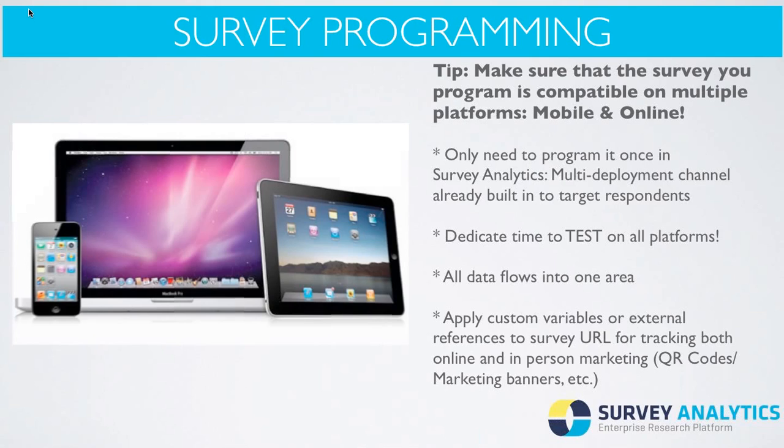And also, again, you can apply custom variables or external references to any of the survey URLs for tracking both the online and in-person marketing. You can also set up QR codes to have people take the surveys immediately, and marketing banners, etc. So you can really target all over the place. But again, everything will be flowing into one area.